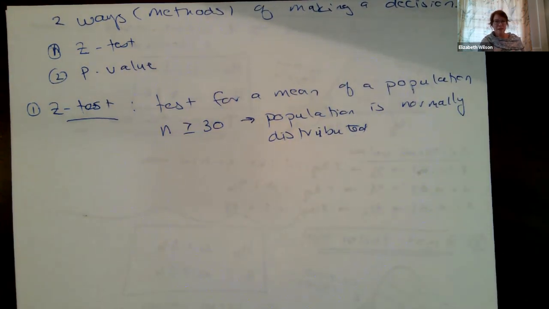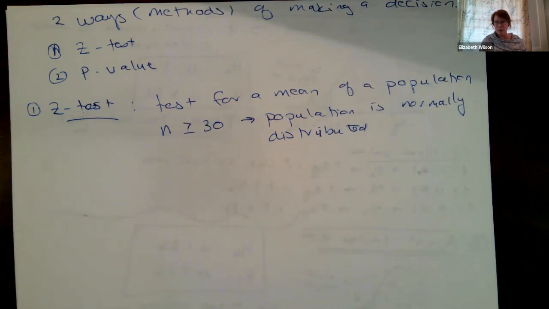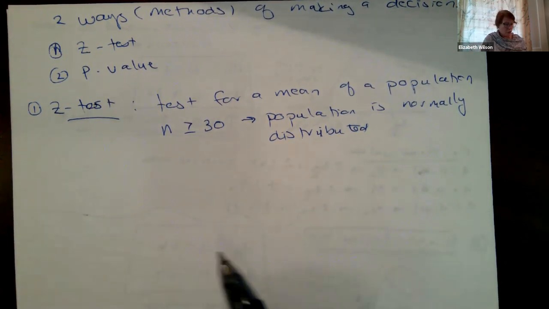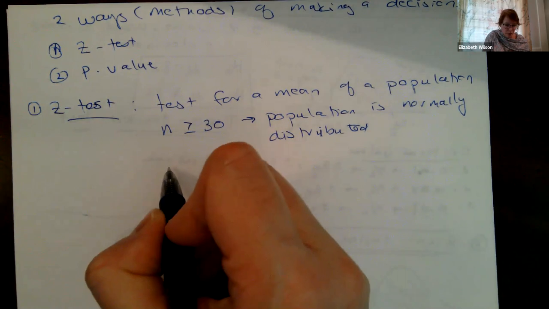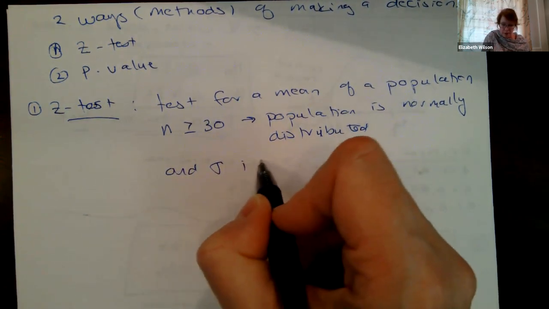If the n is less than 30, I have to tell you that the population is normally distributed. Often, we're going to tell you we can make the assumption that the population is normally distributed. But if it's greater than 30, I don't really have to tell you, because the law of large numbers tells us that we're getting into normally distributed stuff. So we're going to do things where our variance, our sigma, is known.